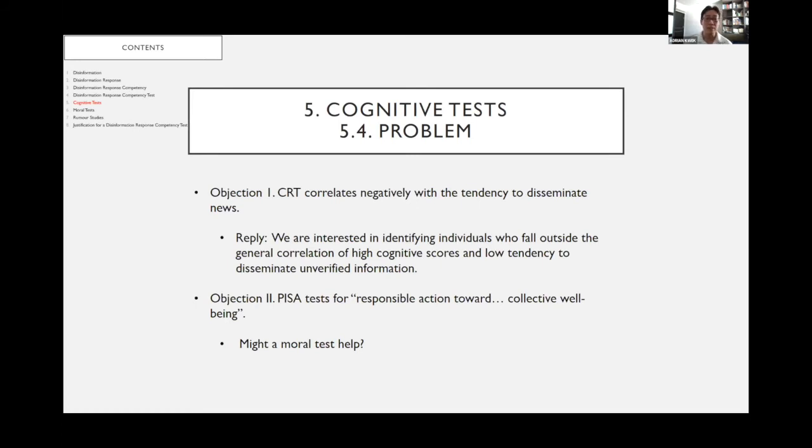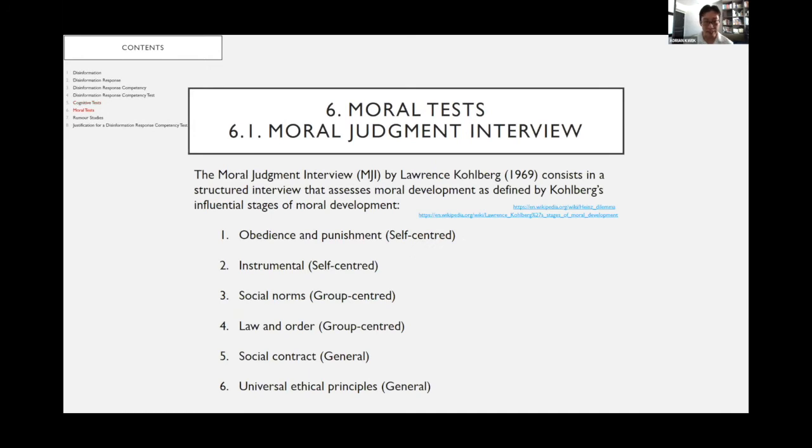The second objection is the PISA test for responsible action towards collective well-being, things having to do with character development. Okay, this leads us to the next big question: would a moral test help? So my response to the whole set of moral tests will also be a response to this second objection. Now, let's look at moral tests.